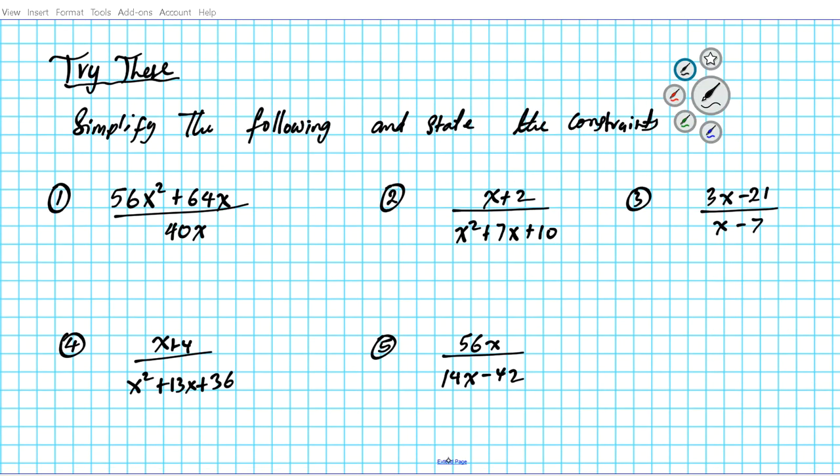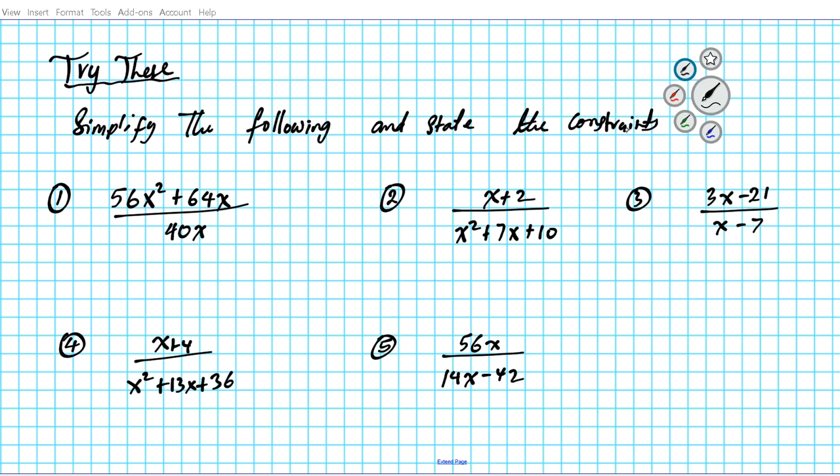All right, it's now your turn to do some practice problems. So we have 5 practice problems we would like you to try out. The instructions are the same as what we did in the practice problems. Simplify and state the constraints. Go ahead and pause this video presentation at this time and try out these 5 problems. When you're done, click on the play button and we'll show you what the answers are.